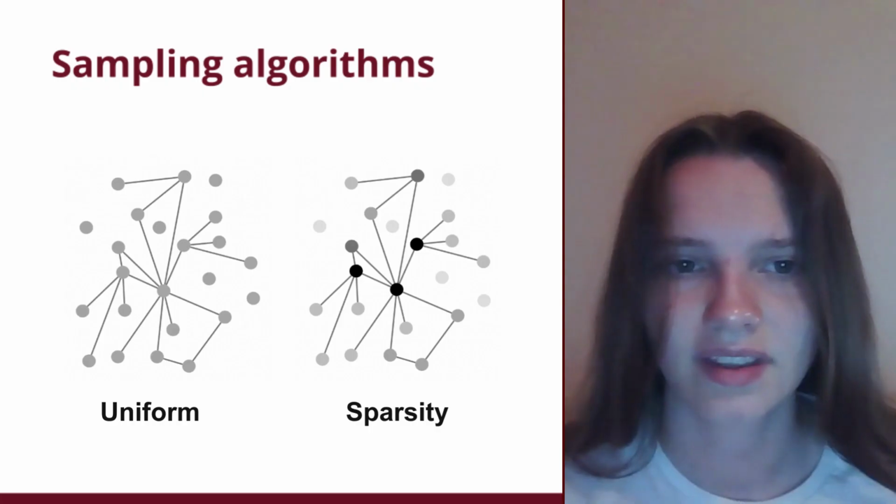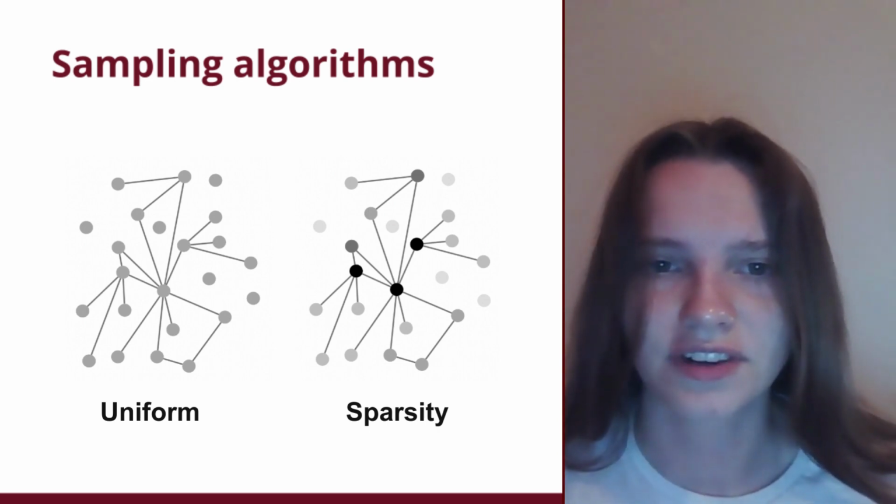To go with this primary algorithm, we implemented two different random sampling algorithms, uniform sampling and sparsity sampling. To demonstrate how these different forms of sampling work, I'm going to use a graph, but for the actual algorithm, this graph would need to be translated into an adjacency matrix.